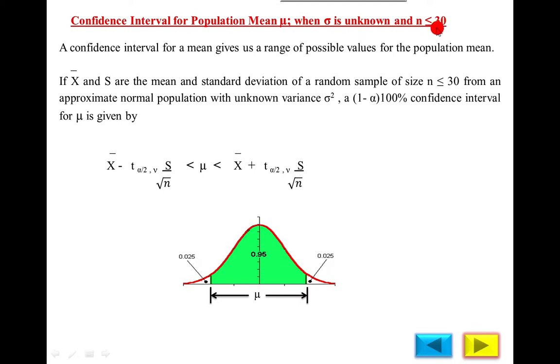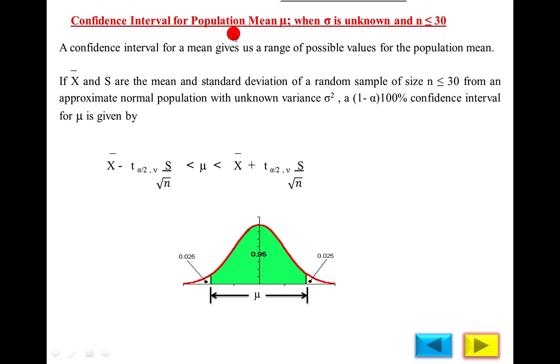In this video we will study confidence interval for population mean mu when sigma is unknown and n is less than or equal to 30. N is the sample size, sigma is the population standard deviation. The condition is the same as the previous topic. In the previous topic you did testing of hypothesis for population mean mu when sigma is unknown and sample size is less than or equal to 30.